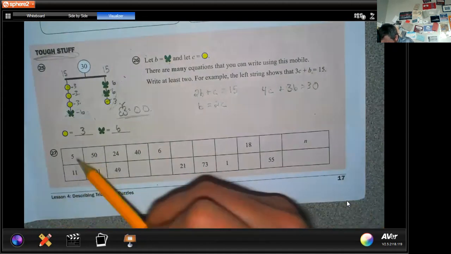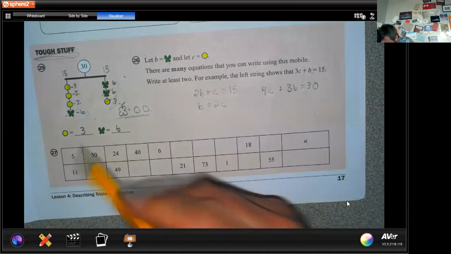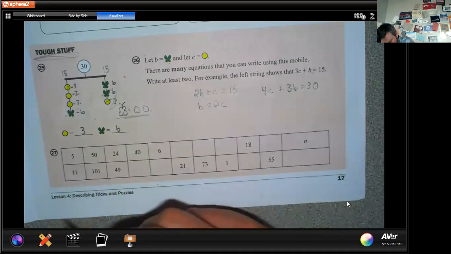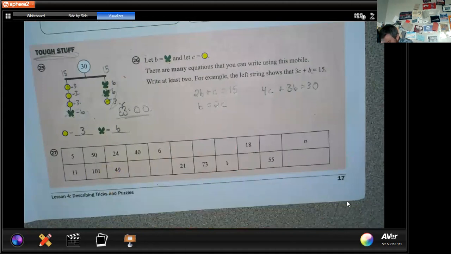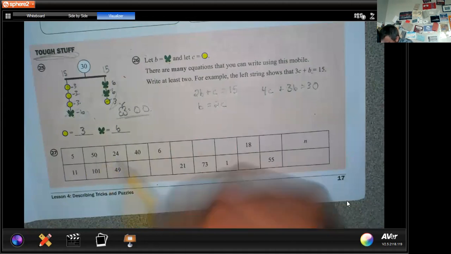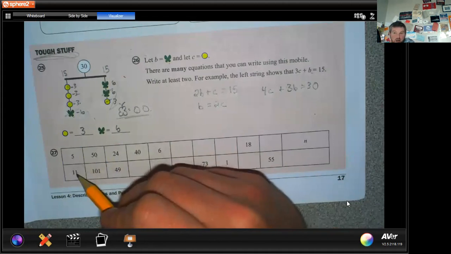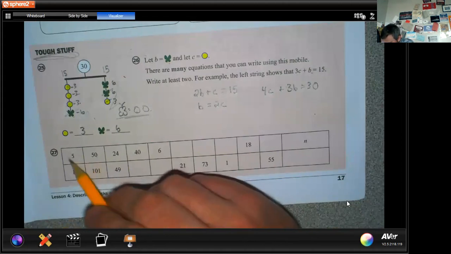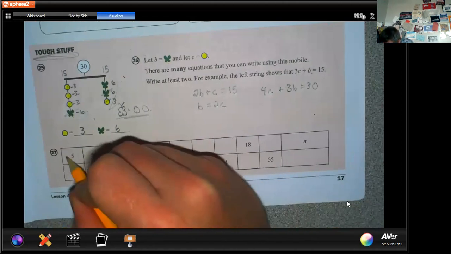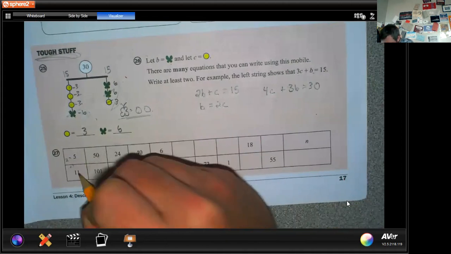All right, so 5 to 11. Okay, I can't multiply. It looks like I add 6 maybe. But if I look over here, I don't add 6 here. Okay, so this one's a little more tricky because it's not just going to add or multiply numbers. What happens if we do both? Okay, let's take this one times 2. So times 2 will get me 10, and then if I add 1, I'll get this.